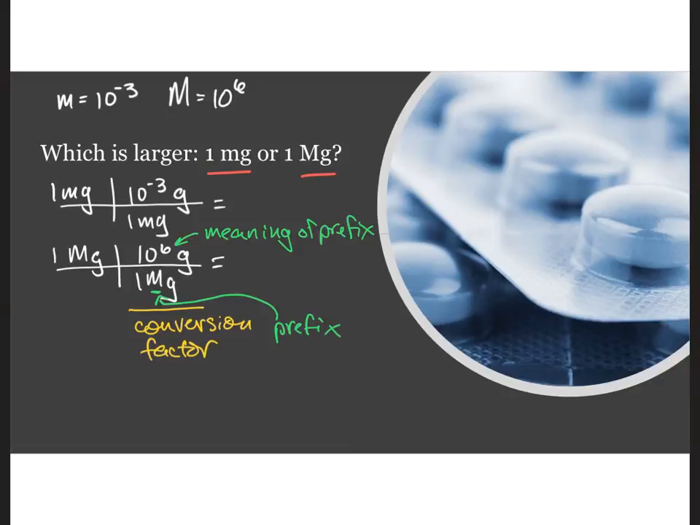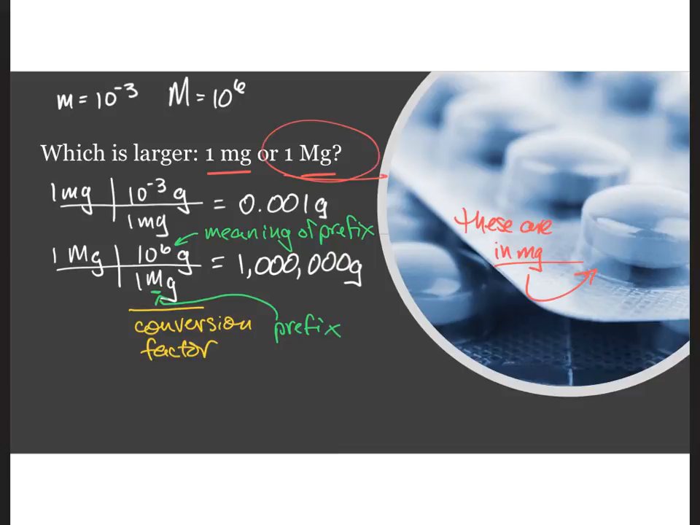We see that 1 milligram equals 0.001 grams, while 1 megagram equals 1 with 6 zeros behind it, or 1 million grams. For that reason, 1 megagram is much larger than 1 milligram.